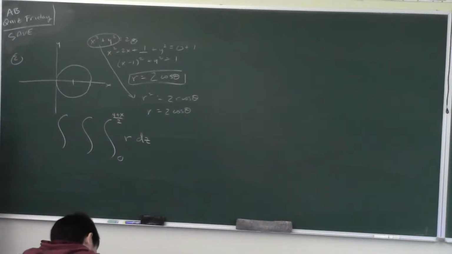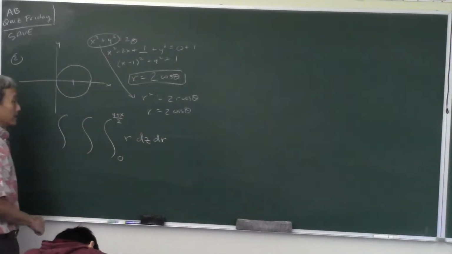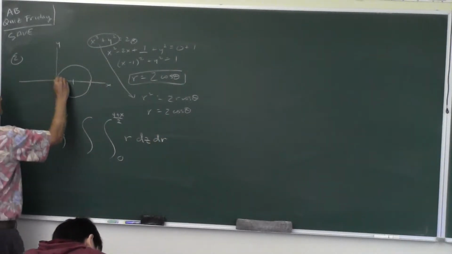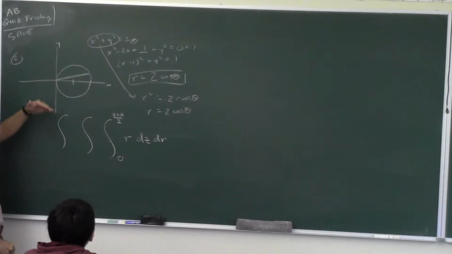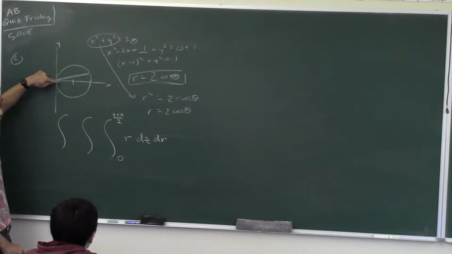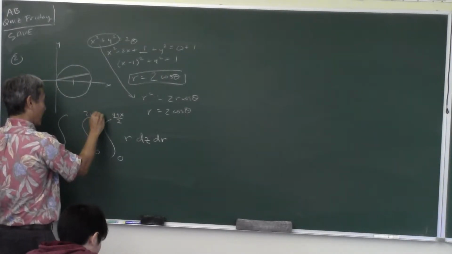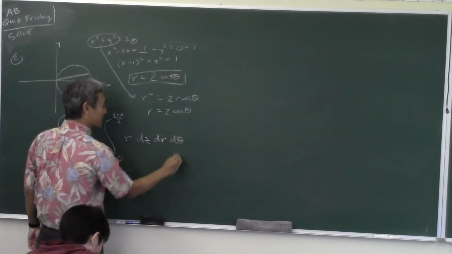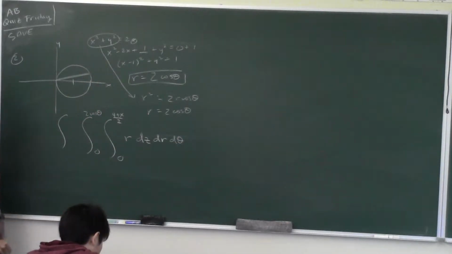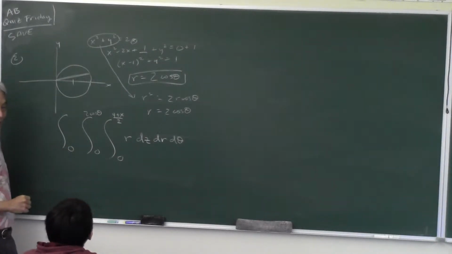Then let's integrate with respect to r next. You gotta think polar coordinates now. So r is gonna go from 0 to 2 cosine theta. And here's the tricky part. Then we're gonna integrate with respect to theta last. So theta goes from 0 to what? Very good, it's pi.